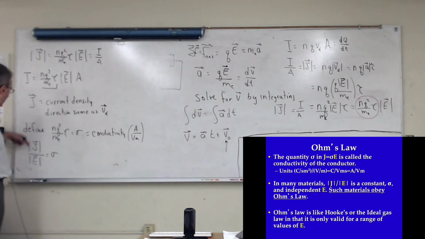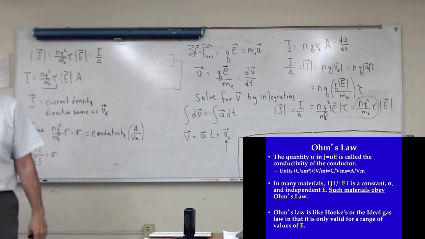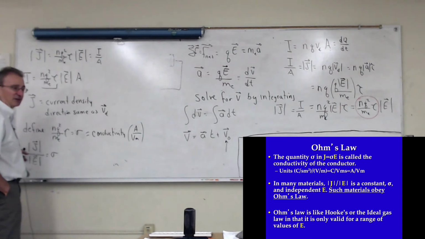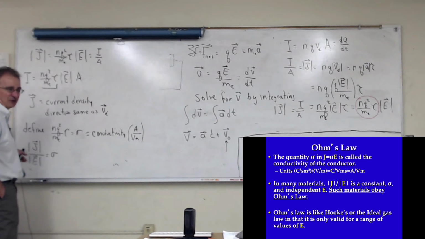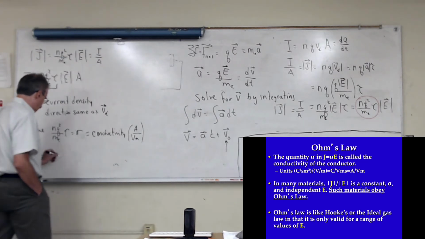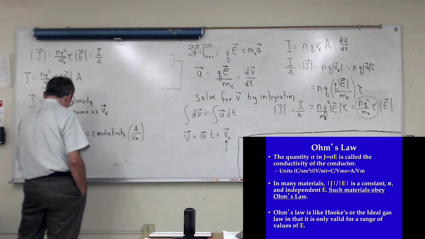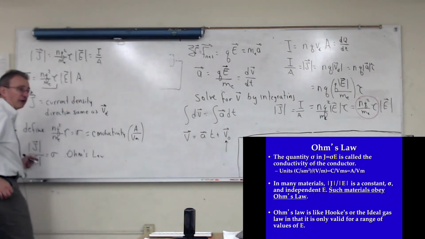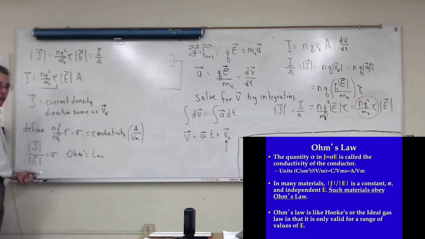All I got to do is throw in an area and some other terms, and I have a voltage and a current in here. This is just missing some geometrical factors, and I have Ohm's law, how we wrote it before. So this is Ohm's law. From a very fundamental point of view, it's the ratio of the current density over the electric field. Okay, and Ohm's law is like Hooke's law, in that it's only valid for a certain range of E's.